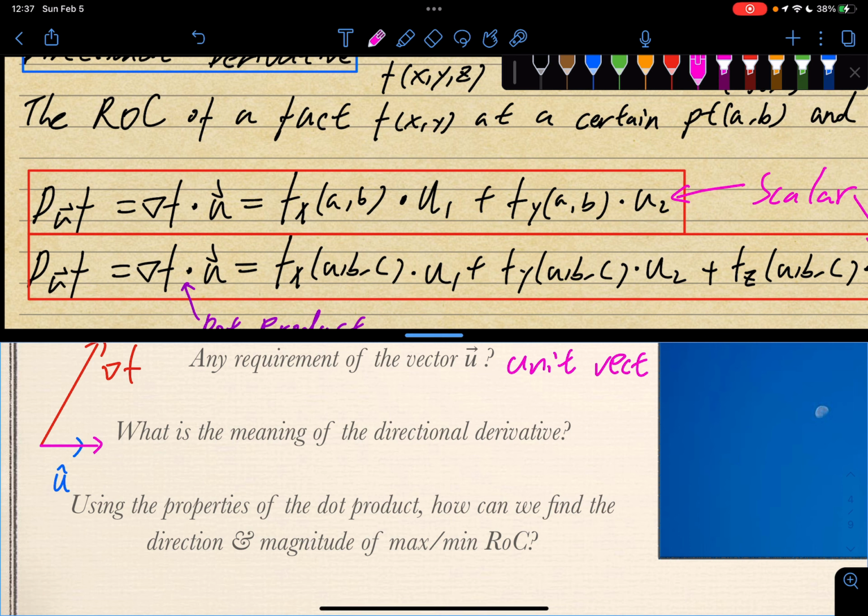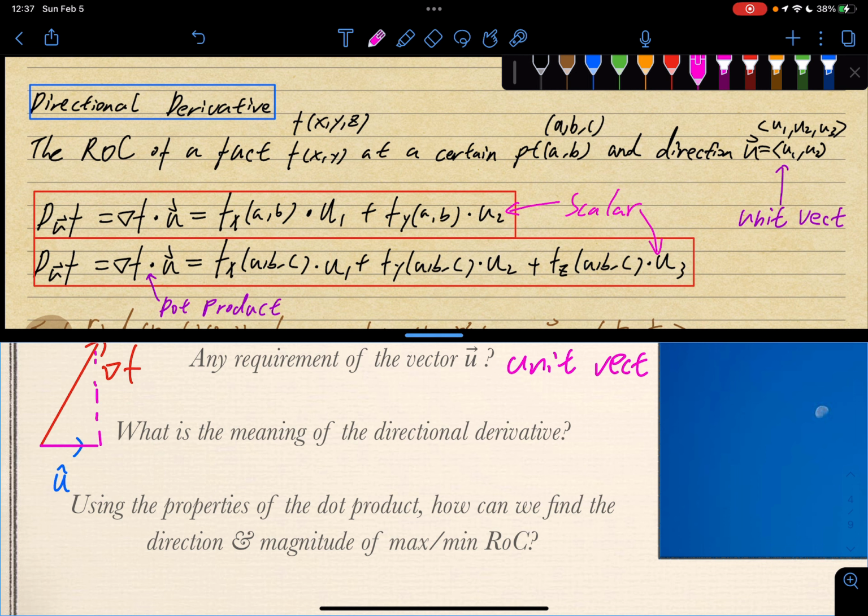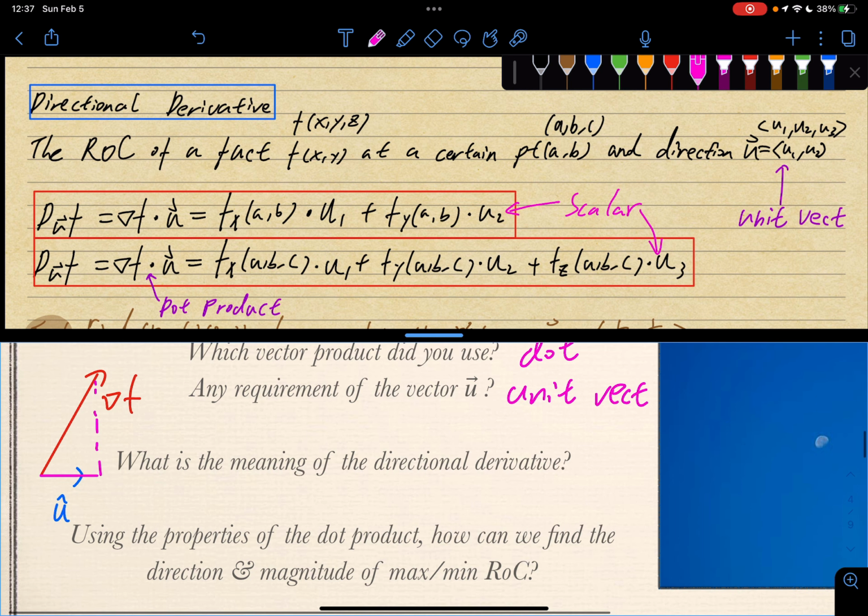So let me put a projection down right here. This pink solid line will be the result of the directional derivative, and that will be the rate of change in the direction of u. So the idea is you can calculate the rate of change at a particular point in any direction. It doesn't have to be the direction of the maximum rate of change. You can compute the rate of change in any direction as long as it's a unit vector.